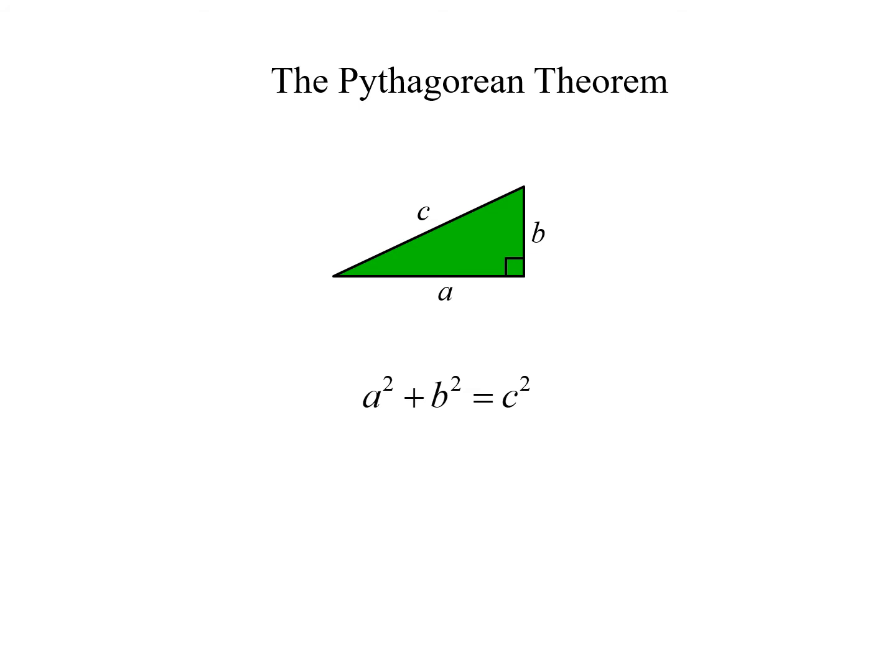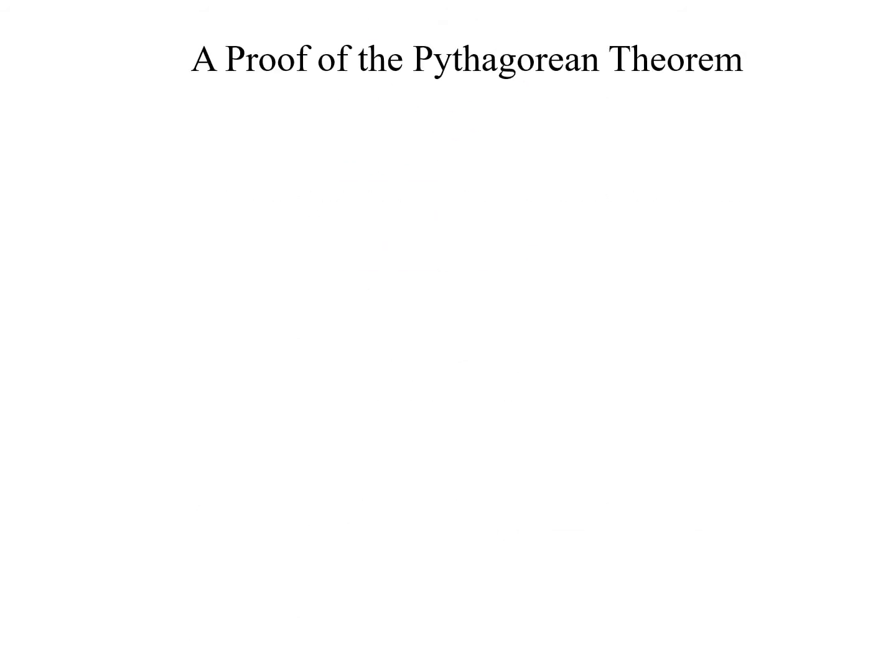There are actually hundreds of proofs of the Pythagorean theorem, and what I'm going to do is show you two of those proofs. And a proof is just showing you where that a squared plus b squared equals c squared comes from. So let's continue. A proof of the Pythagorean theorem.